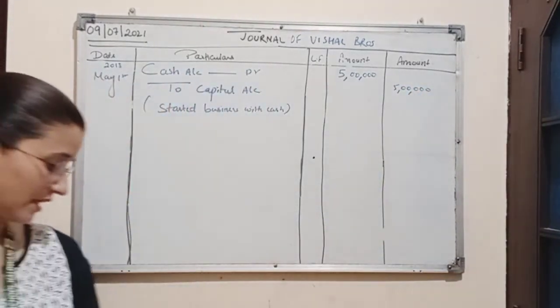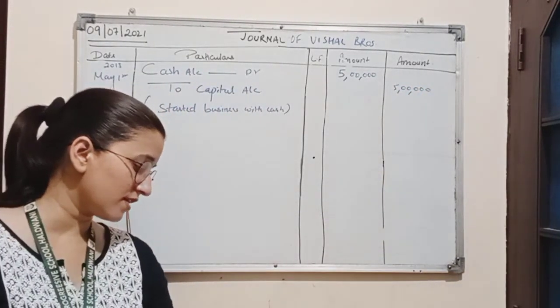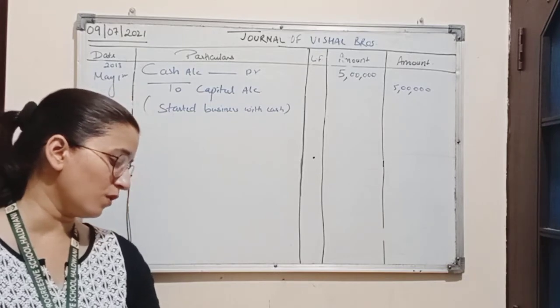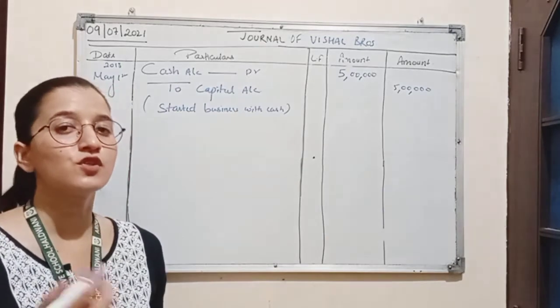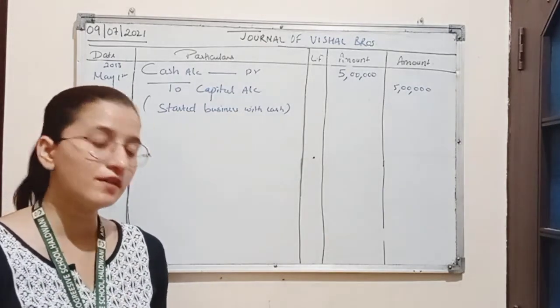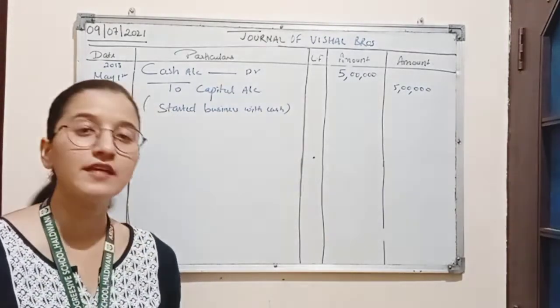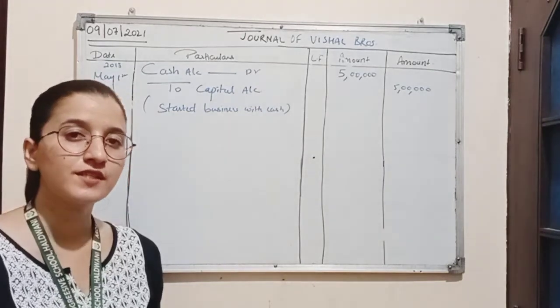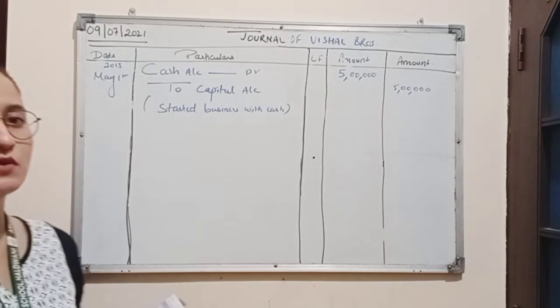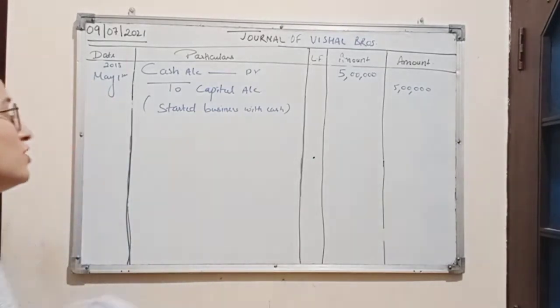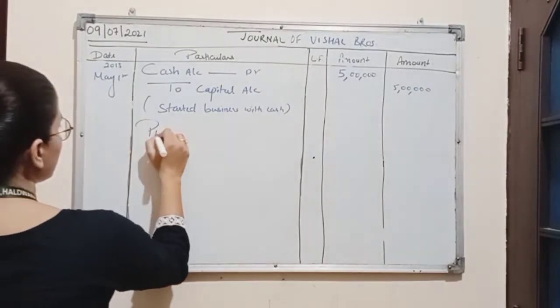Now coming to the second transaction: goods purchased from Mohan for cash. Now here goods have been purchased. So two accounts are affected. First is purchases account. Second is cash account. Purchases is an expense. So according to the nominal account rule, expenses are debited. So we will debit purchases account.